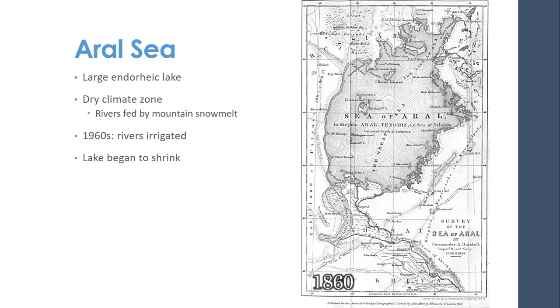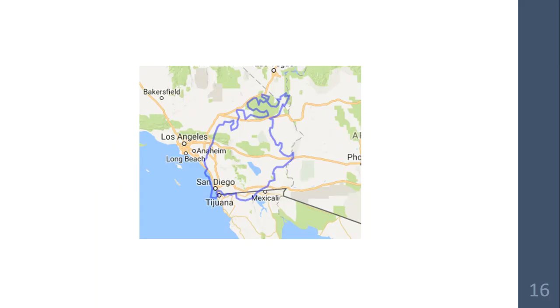So lots and lots of water was being used for this cash crop of cotton, and the lake began to shrink quite dramatically. As the lake was shrinking, the salt content was rising because there was less water to dilute the salt in there. Just to give you an idea of how big the Aral Sea was historically, here is a map of San Diego and LA with it laid on top for size. It's a really, really large body of water, very important in the region.